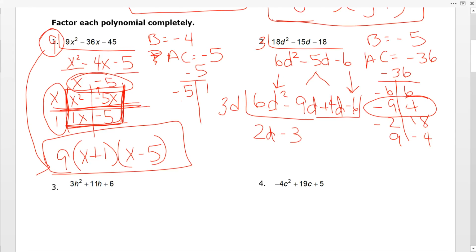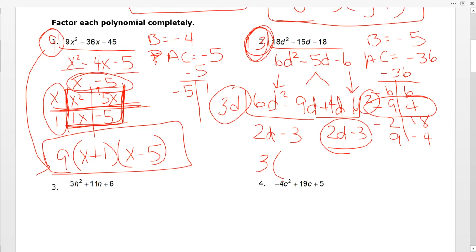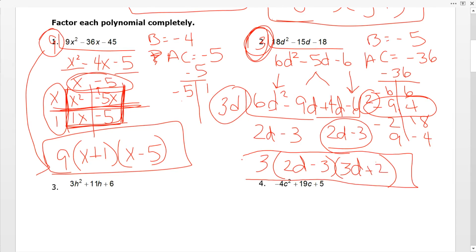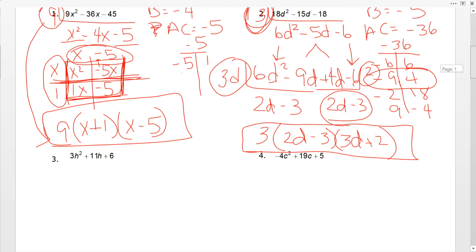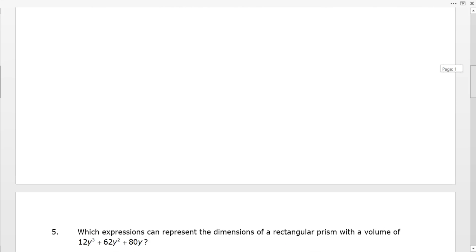And over on the other side, I'm going to divide by 2. So that's going to be 2d minus 3. Yay, those are the same. When those are the same, I know I'm done. So I need to take my 3 and then multiply times 2d minus 3 and 3d plus 2. Straightforward. Okay, good. 2 more.